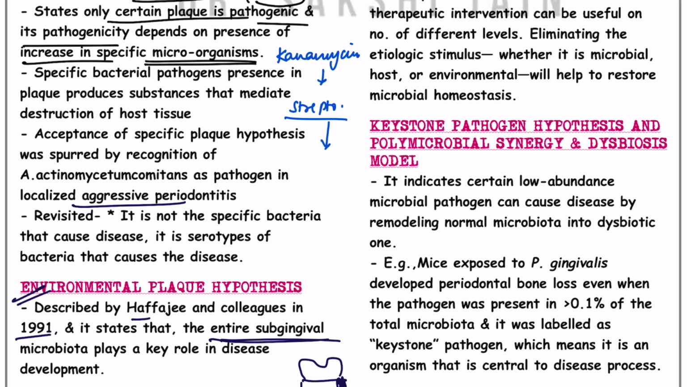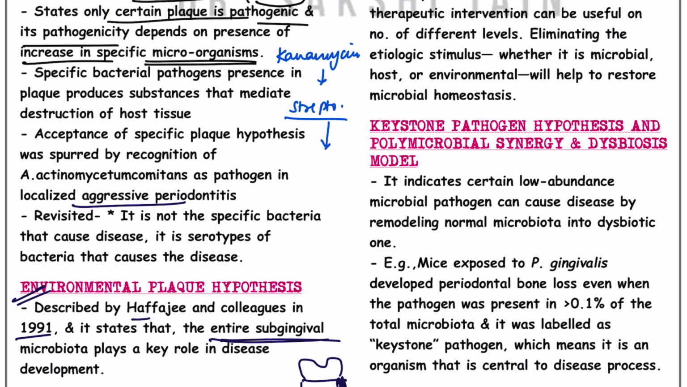Now coming to the last hypothesis, the keystone pathogen hypothesis. It states that certain species have an effect on their environment that is disproportionate relative to their overall abundance. Basically, it indicates that low-abundance microbial pathogens can cause disease by remodeling the normal microbiota into a dysbiotic one. Certain organisms, even when present in low abundance, can have an effect on the quantity of the normal microbial flora, and these low-abundance microorganisms are called keystone species.